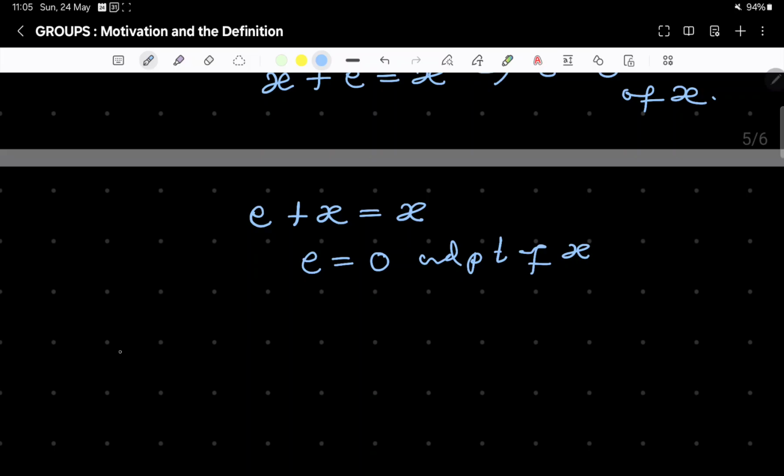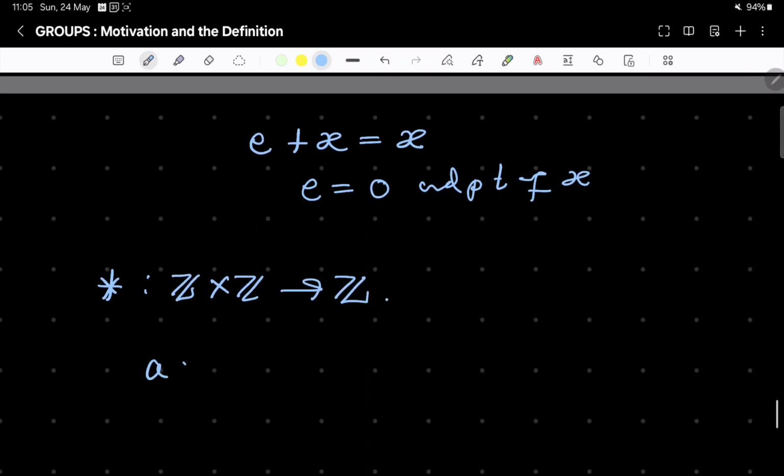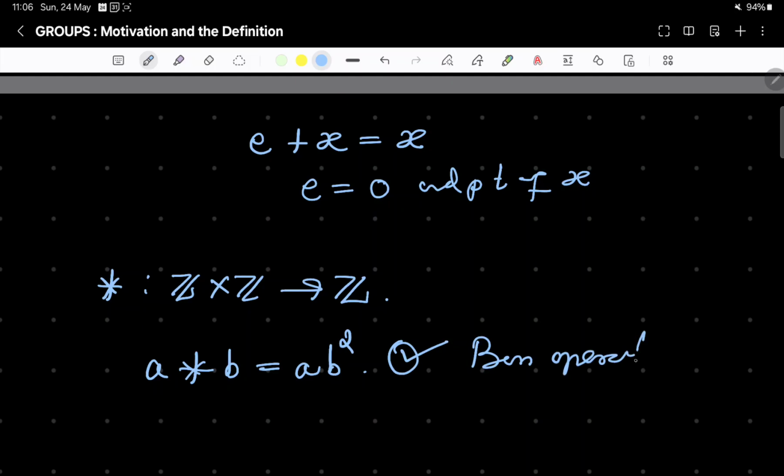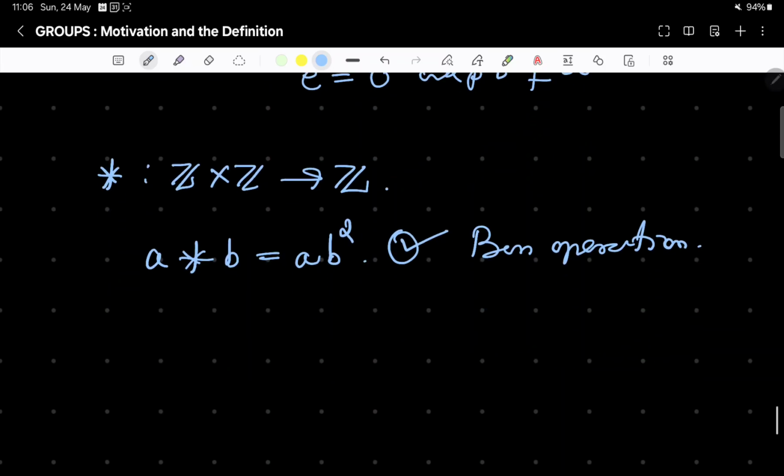So for example, I want you to think of an operation like this. Star is an operation from Z cross Z to Z. So the operation is simple. A star B is equal to A B square. It is very clear that if you take two integers, A B square again belongs to Z. So it's a binary operation. Whether it is associative may not be, but I want to find if there is an identity.